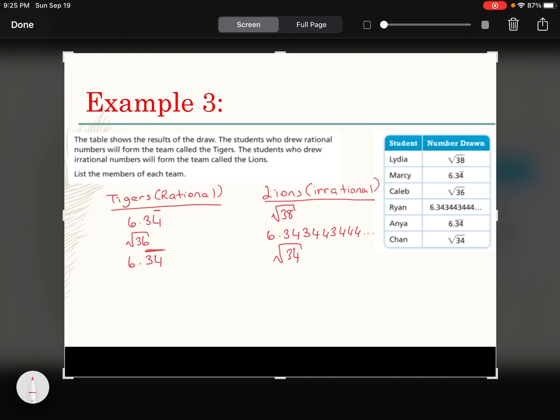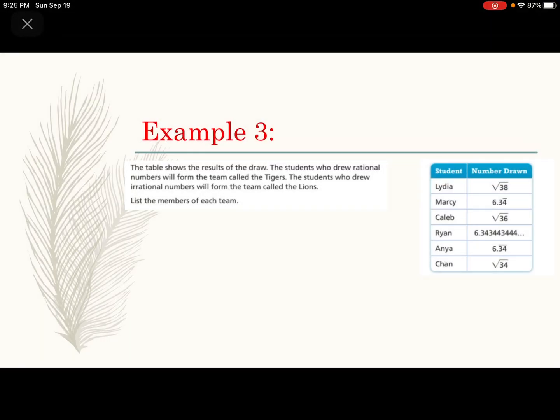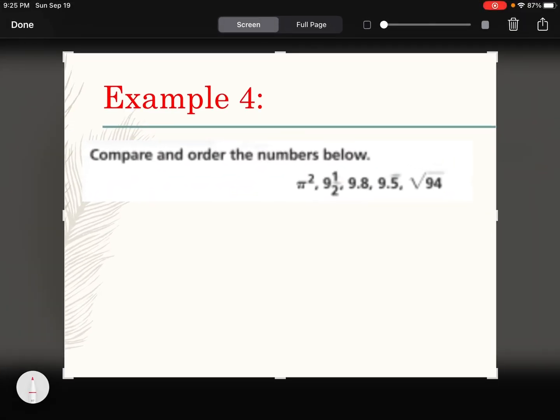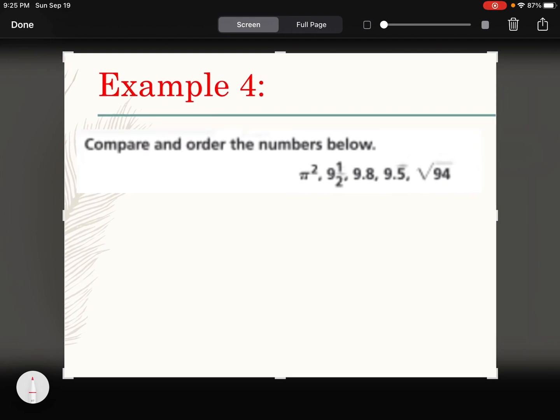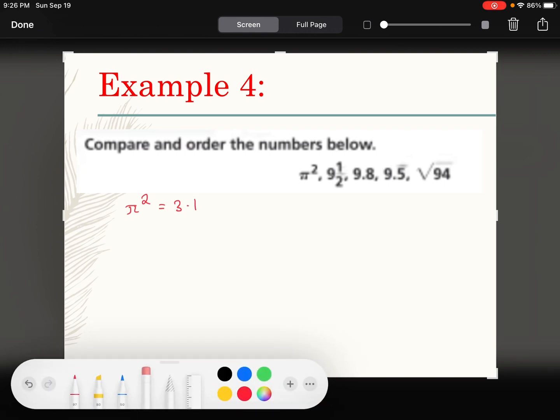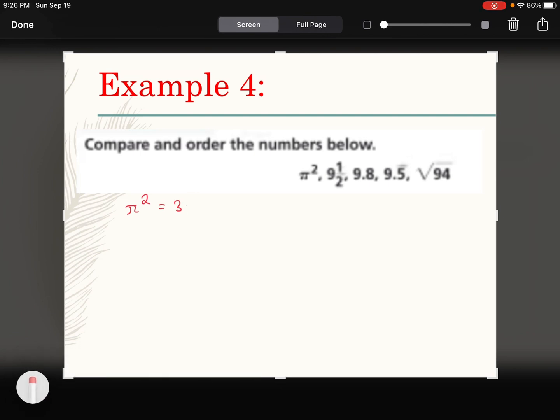Okay, so I'm going to move on to the next one. Example 4. Compare and order the numbers below. So guys, we have pi squared. Remember, pi is always 3.14, right? So which means I need to multiply. Let me fix it. I need to put it on the bottom. 3.14 times 3.14 is pi squared, right?